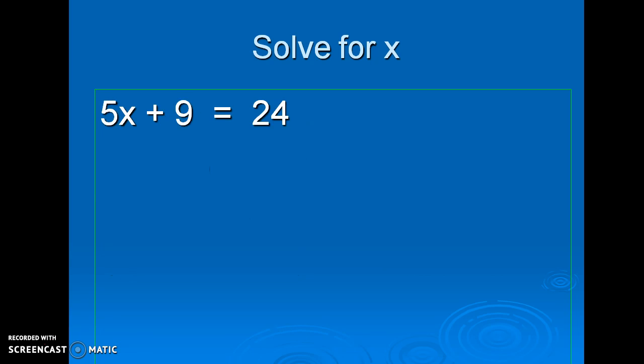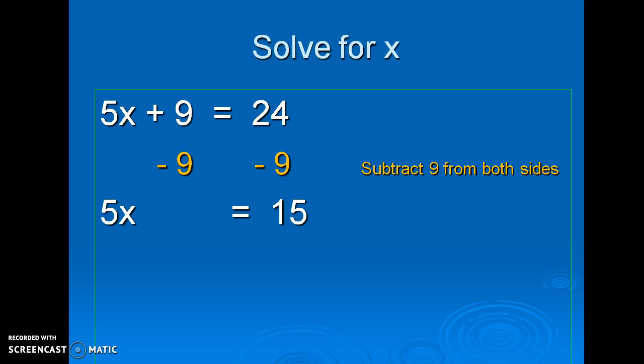Let's look at another example. Here we're solving the equation 5x plus 9 is equal to 24. So we need to eliminate the 9. How can we eliminate the 9? Since we're adding 9 now, to eliminate it, we must subtract 9, but we need to do it on both sides of the equation. So if we subtract 9 from both sides, we're left with 5x is equal to 15.